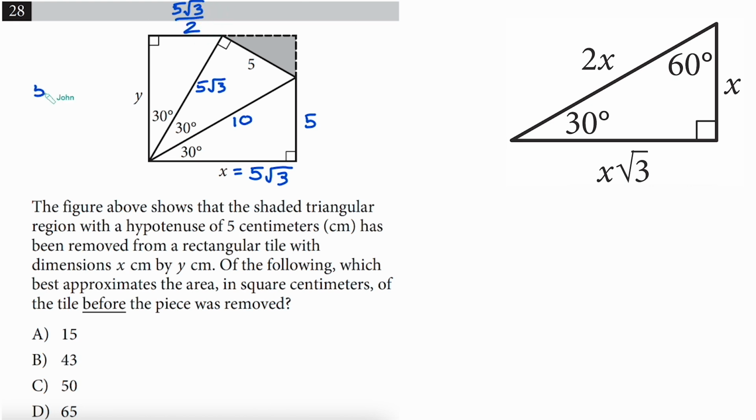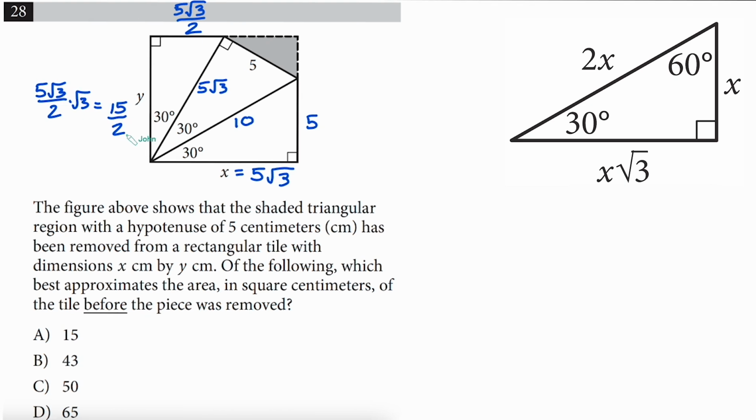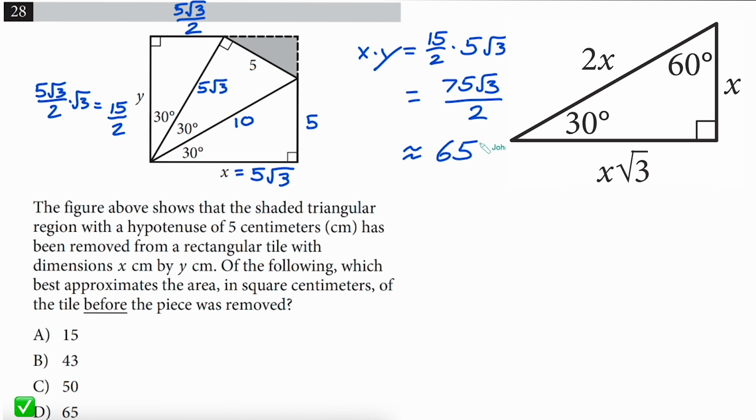To get to y, we have to multiply 5 root 3 over 2 times root 3, which comes out to 15 over 2. And now that we have the values of x and y, we just multiply them together to get the area of the rectangle, and that comes out to a number very close to 65.